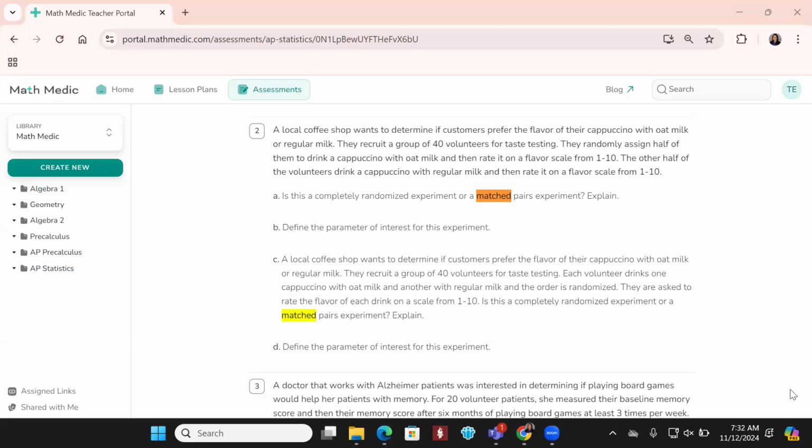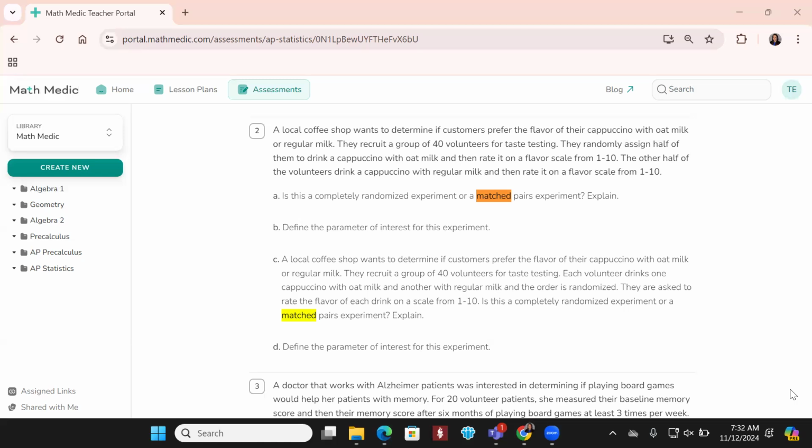Do we see the difference between A and C? In A, we split them up. They only drink 1 cup of coffee. In C, we say, hey, drink both and give us the rating. Matched pairs. So instead of splitting your people in half and each group getting 1 coffee, I'm now getting each person to drink 2 cups of coffee to give me the ratings.